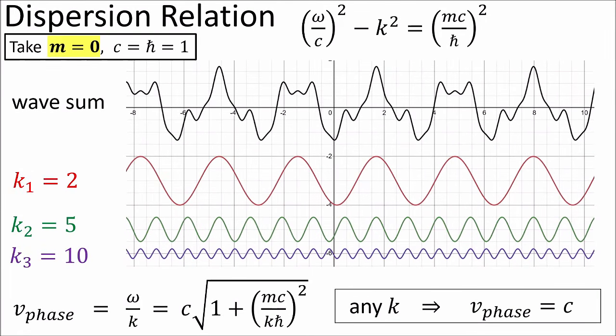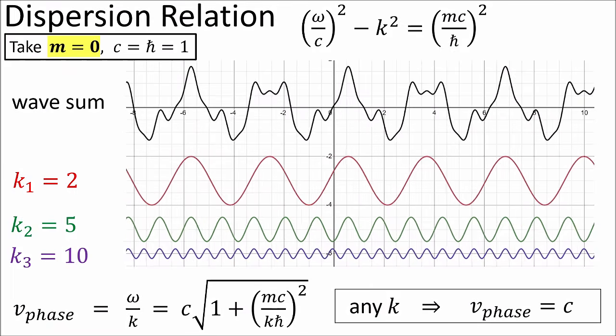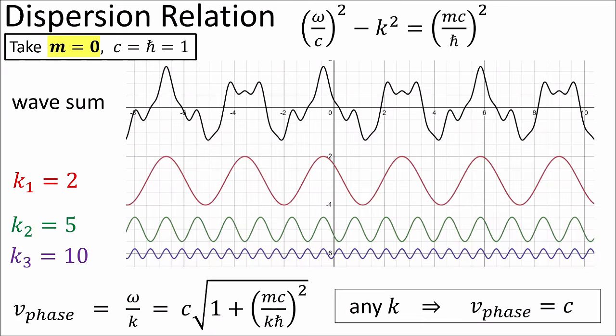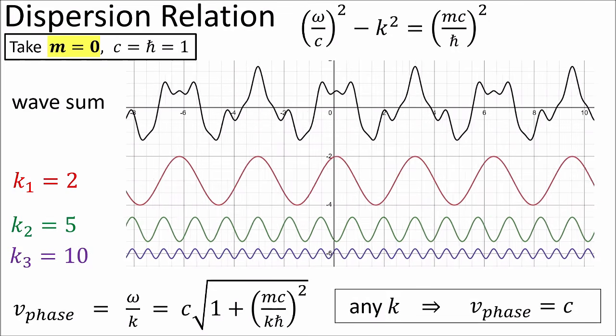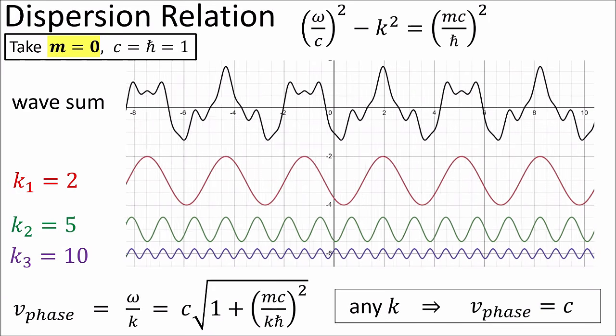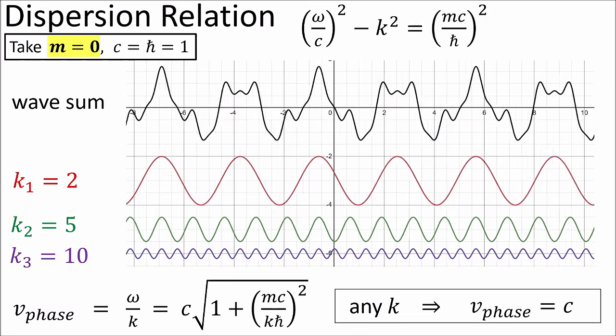However, in the special case of massless fields where m equals 0, the phase velocity for every basic cosine wave is always the speed of light c, regardless of what the wave number is. This means that the wave envelope in massless fields will not disperse and will maintain its shape forever.